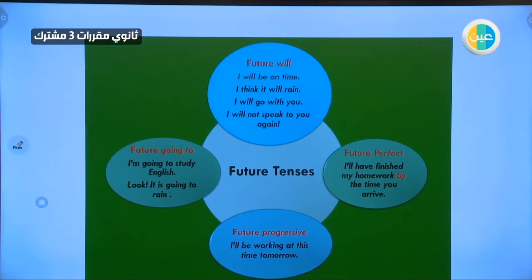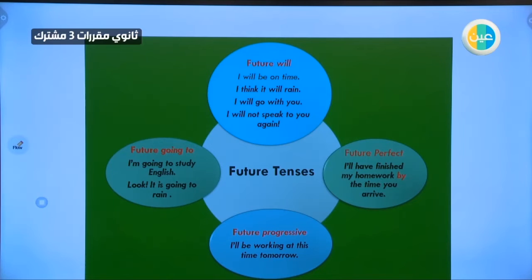Promise. I think it will rain. Here, prediction. I'm not sure. I think, I expect, I guess, I believe, all these words, maybe. So all these words mean that it's just a prediction. We are not sure. So we are going to use think.